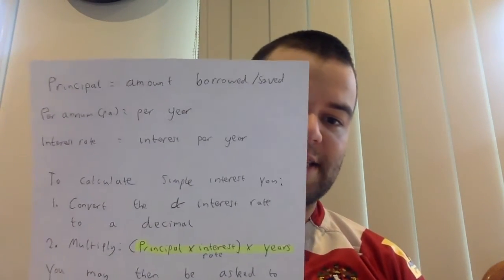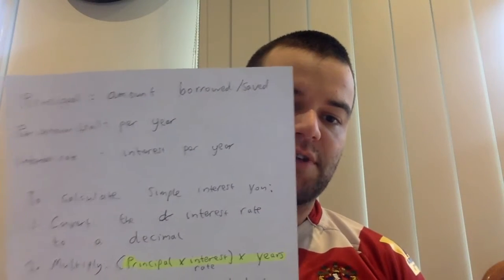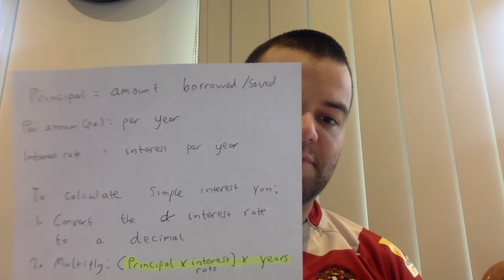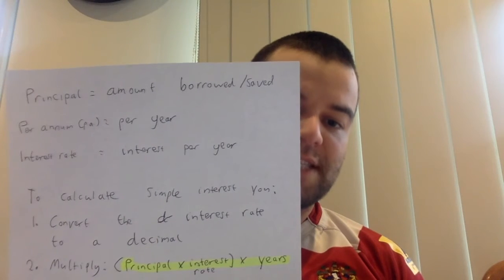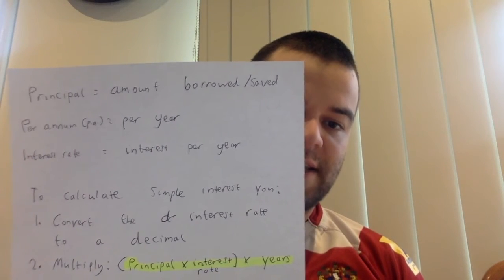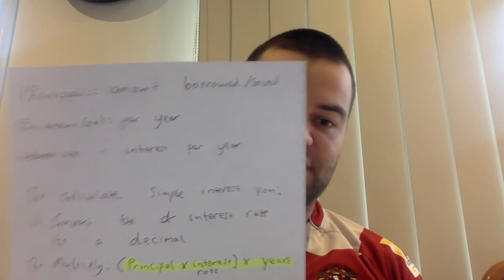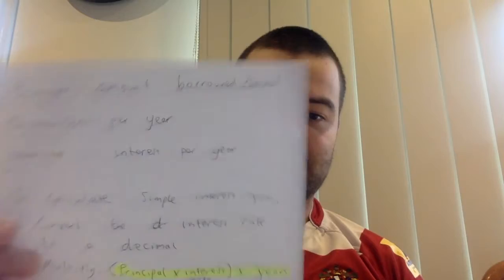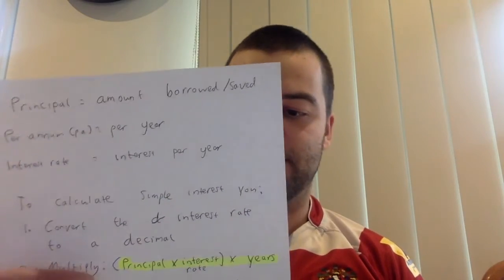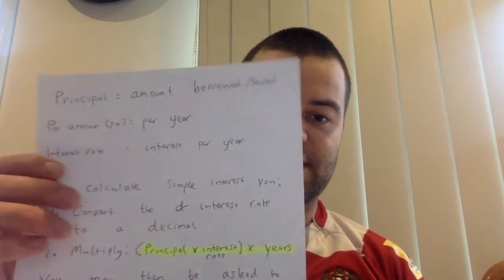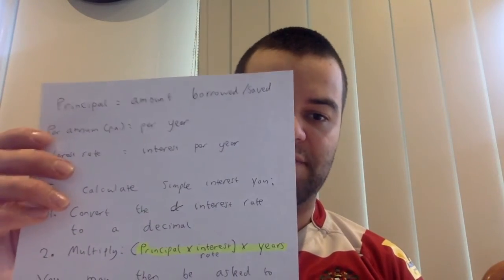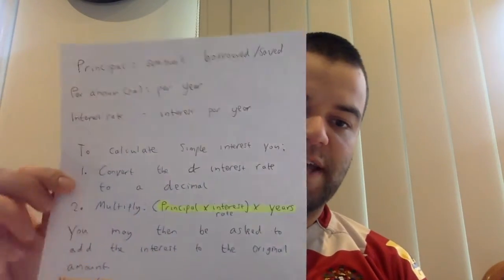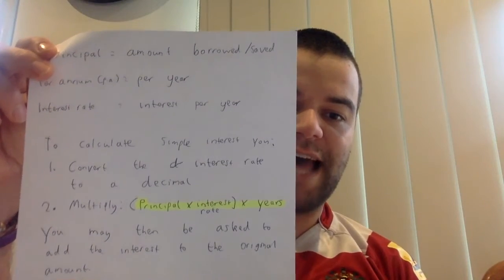So here's how you calculate simple interest. First of all, you want to convert the interest rate to a decimal, and then you want to do the principal times the interest rate times the number of years, and that interest rate should be as a decimal. Okay? So let's say you're getting 7% interest, you want to convert it to a decimal, then do the principal times that interest as a decimal, and then multiply that by the number of years. Okay? And I've just put here, you may then be asked to add the interest to the original amount, and that will tell you how much you save or owe overall.